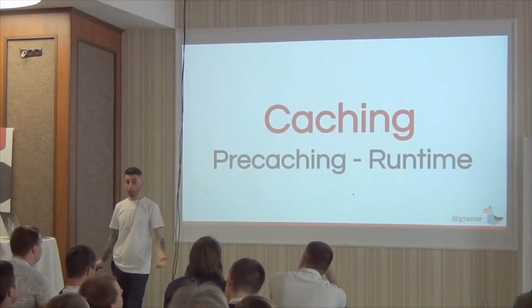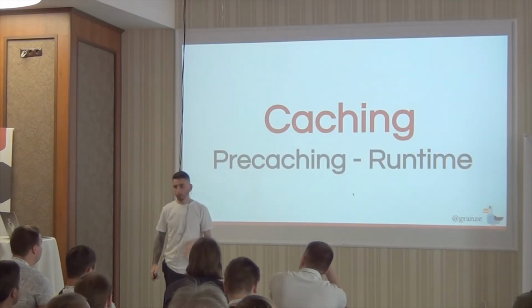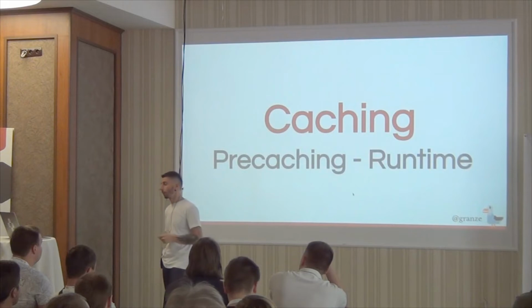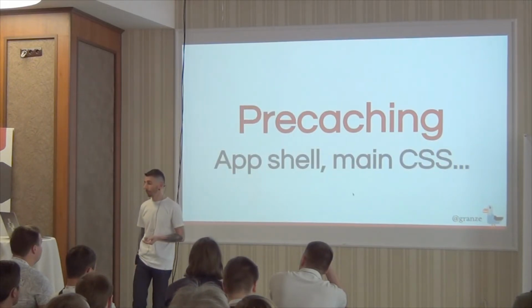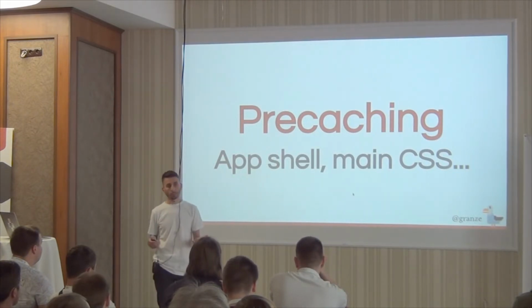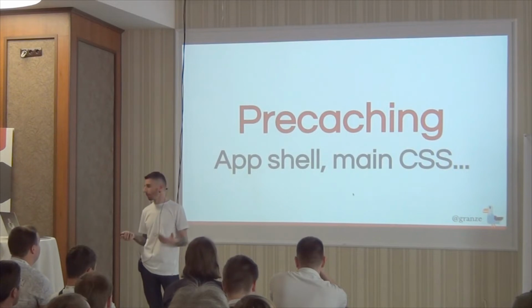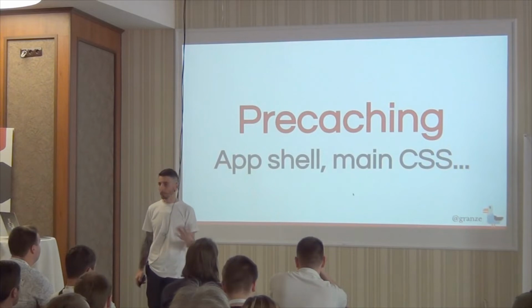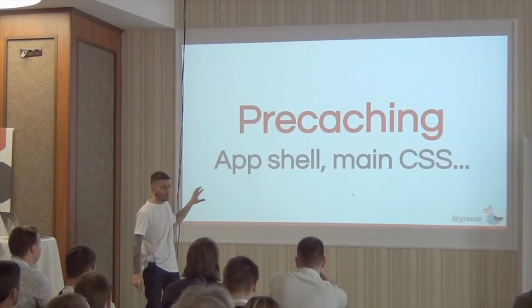So it's all about caching. And with the service worker and the Cache API, we generally use two types of caching: pre-caching and runtime caching. And they are different. Pre-caching is mostly for resources that don't change, that change just when we release a new feature of the website. So we can think about some CSS, maybe the main CSS, the common CSS of the website, some JavaScript that is used throughout the website, or the app shell.